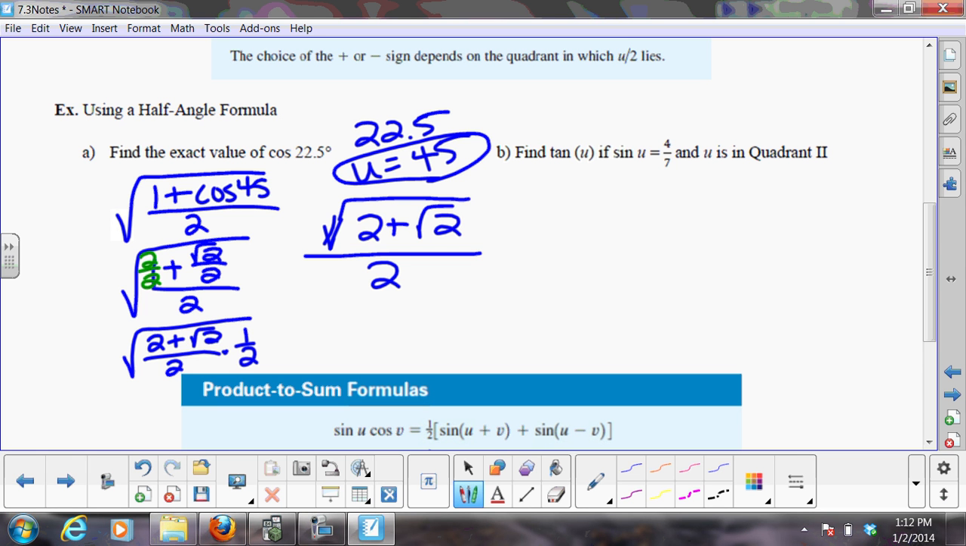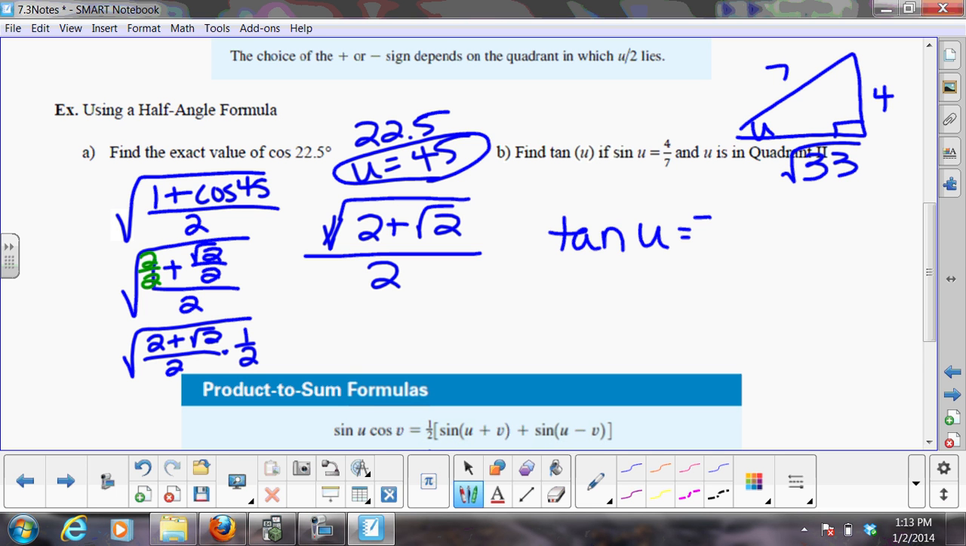And this next one, they want to find tan u if sine u is 4/7. So we need to draw a right triangle again. That's our u. Sine is opposite over hypotenuse. Using Pythagorean theorem, the third side is the square root of 33. We are in quad 2, which means tan will be negative. 1 minus cosine u over sine u, or sine u over 1 plus cosine u. It doesn't really matter. We can use whichever one we want to use.